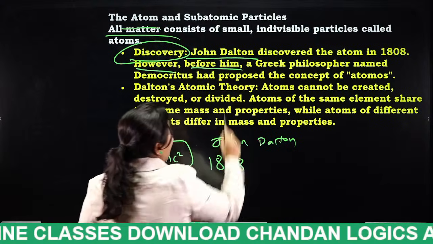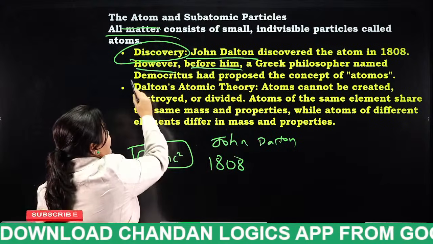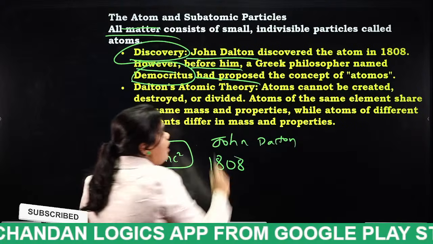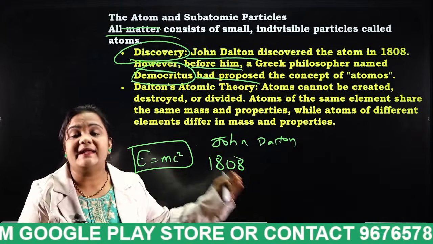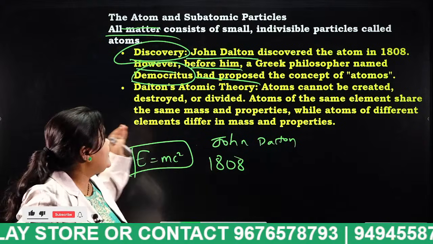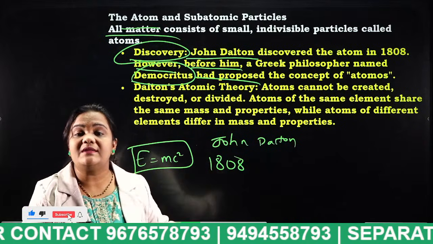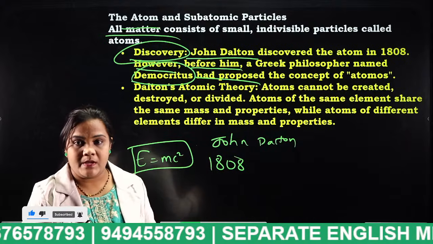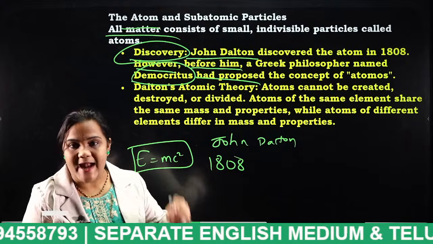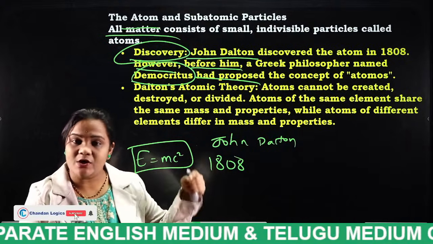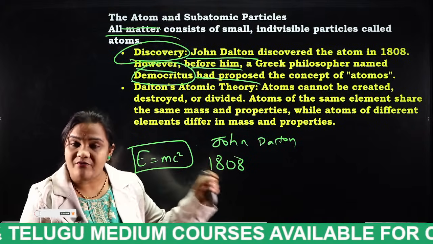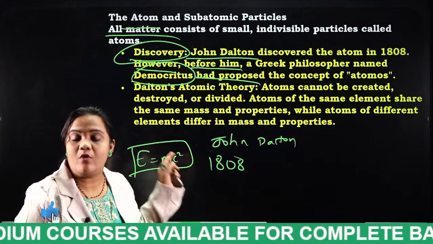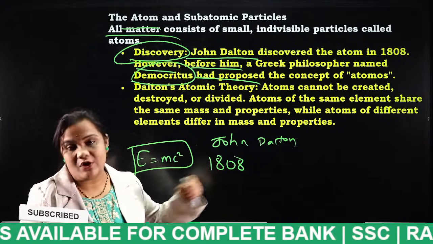However, before him, a Greek philosopher named Democritus proposed the concept of atomos. So even before him, a Greek philosopher, what is his name? Democritus. Actually, who discovered atoms? John Dalton in 1808. But before him, the concept of atomos was explained by Democritus, a Greek philosopher.